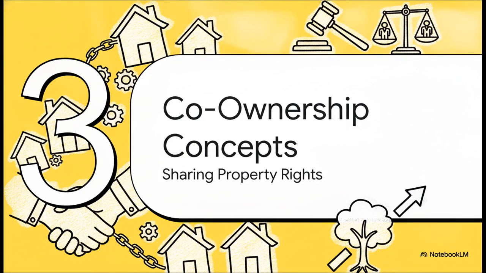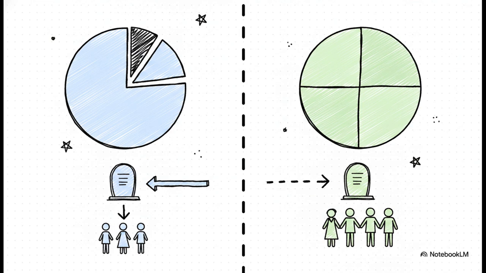Section 3. Co-ownership concepts. Sharing property rights. So what happens when ownership isn't severed, but it's shared? That leads us perfectly into exploring co-ownership and a really vital legal concept known as survivorship. Now, what's really interesting about this slide is how it clearly draws the battle lines between the two most common forms of co-ownership. First up, we have tenancy in common.